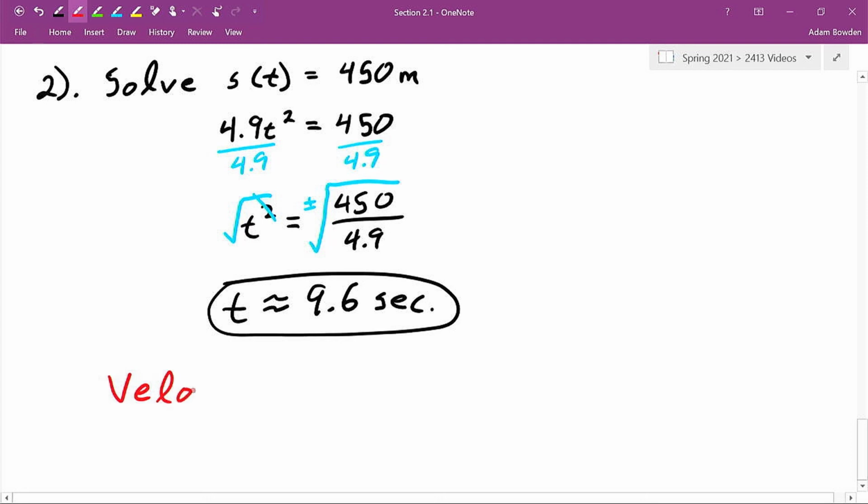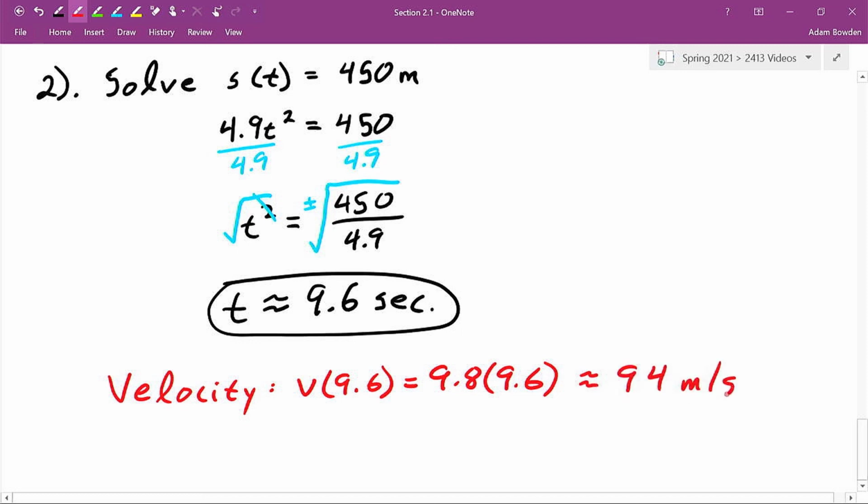So what is the velocity at that particular moment in time when it reaches the ground? Well, we have our v of t function up above. So we do v of 9.6, which is equal to 9.8 times 9.6. And that comes out to be approximately 94 meters per second.